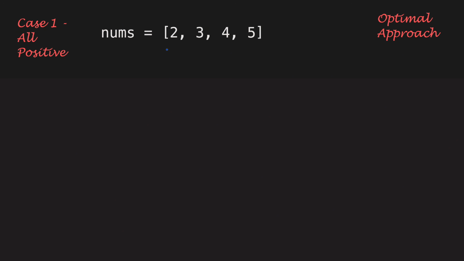Case 1 can be when the array contains only the positive numbers, like this one. And now let's evaluate how the product evolves. So first element we see is 2 and the current product will be 2, which is also the maximum product we have seen so far. Then if we extend the subarray, the product becomes 6, which is more than the previous max product of 2. Hence, the max product now is 6.